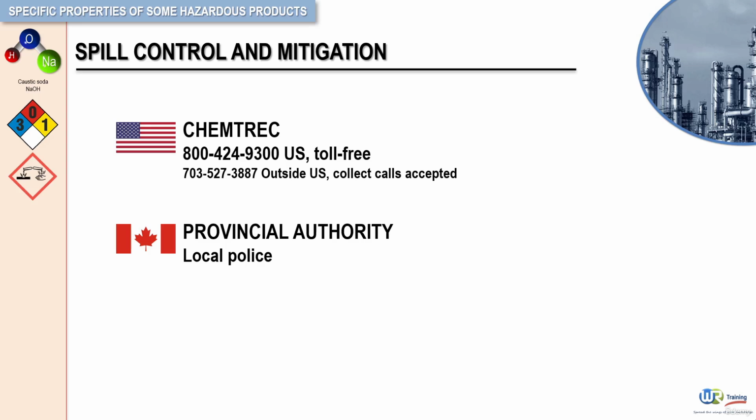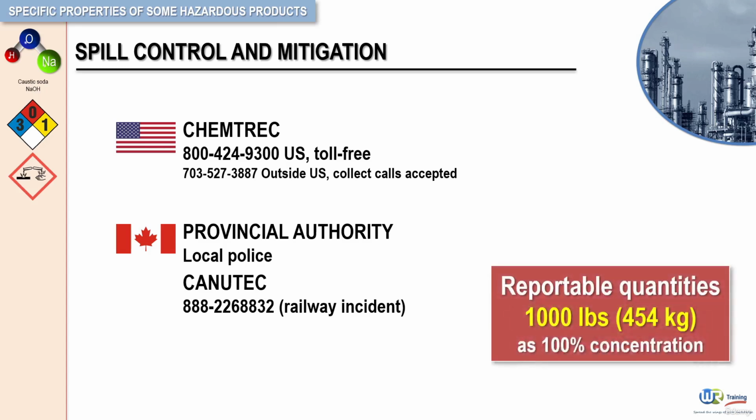And in the case of a railway incident, Canutech must also be notified. Chemtrec and Canutech both provide immediate advice for those at the scene of the incident. Chemtrec will also promptly contact the shipper and others as required. Keep in mind the reportable quantity for sodium hydroxide is currently 1,000 pounds as 100% concentration. Specific reporting requirements should be detailed in your facility's spill control or emergency response plan. Documentation of the incident is very important.